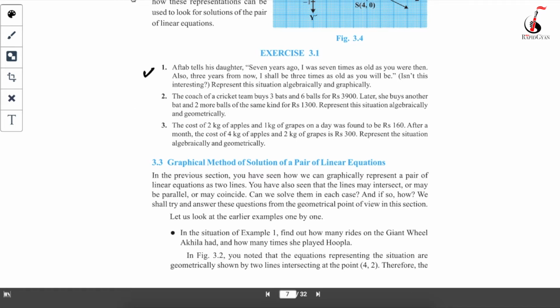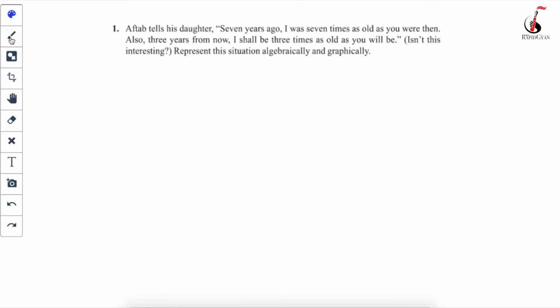Okay, so what the first question is saying is that Aftab tells his daughter, "7 years ago I was 7 times as old as you were then. Also, 3 years from now I shall be 3 times as old as you will be."